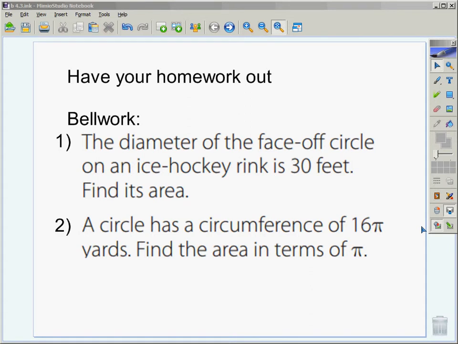On number 1, it says the diameter of a face-off circle of an ice hockey rink is 30 feet. Find its area. In order to find area, you have to know the radius. To find the radius, you take the diameter and divide it by 2. So the radius is going to be 15.